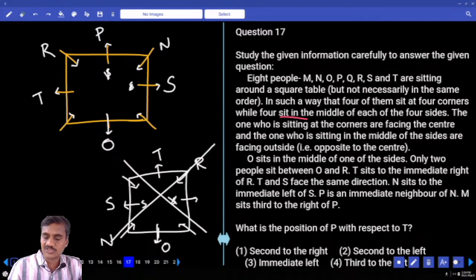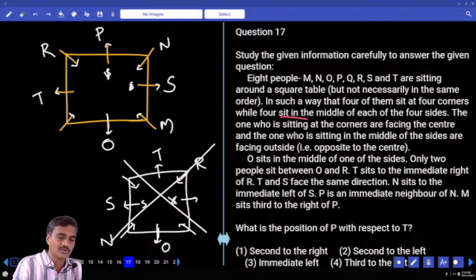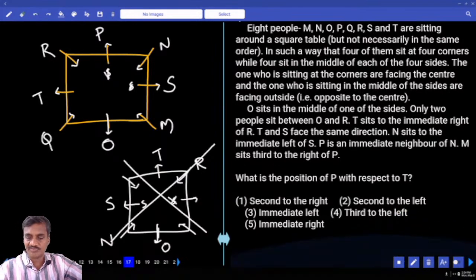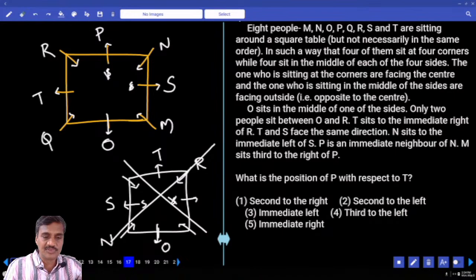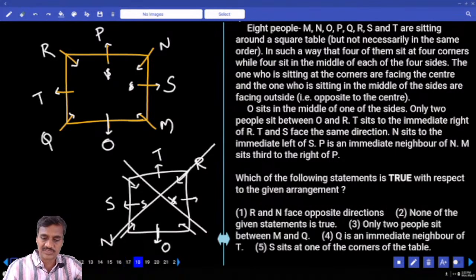And M sits south to the right of P. M is south to the right of P, M is here. Then who is the person left over? Q is the person left over. Then what is the position of P with respect to T? Now P with respect to T, second to the right, choice 1, 17.